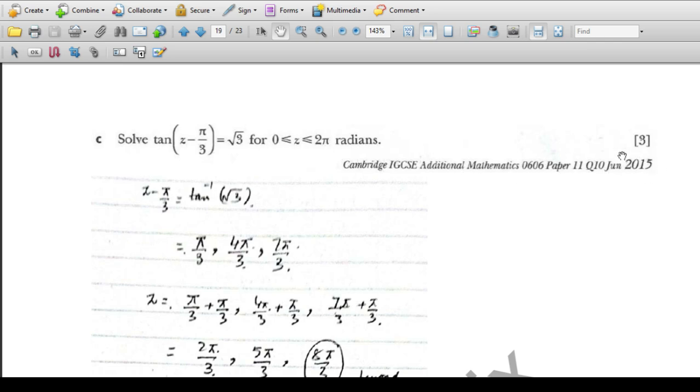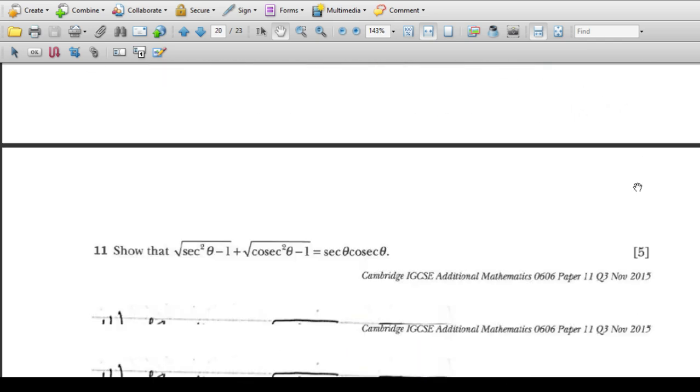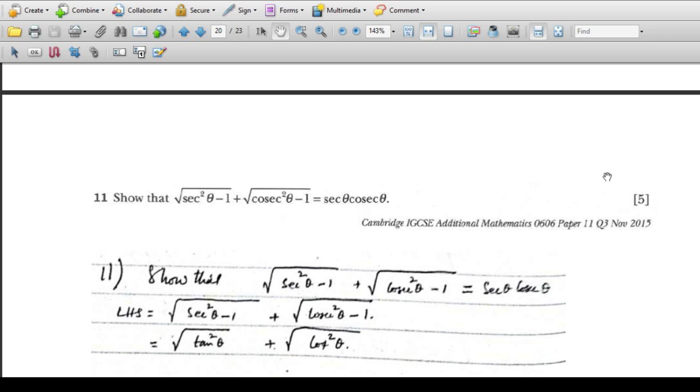This appeared as part of June 2015, and in the next session we will solve question numbers 11 and 12.